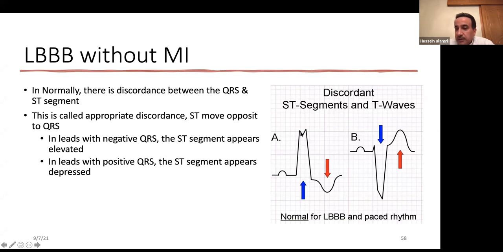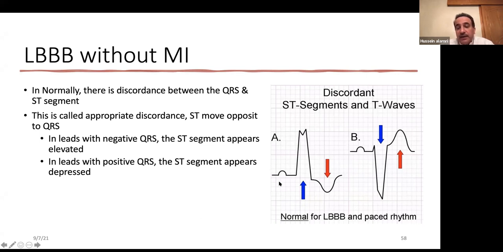When the QRS is up, like in leads V4, V5, V6, the T wave and the ST segment will be depressed. And the opposite in the other leads: when the QRS is prominently downwards or inverted, the ST segment will be elevated. This is called appropriate discordance. So this is the appropriate ST pattern in left bundle branch block.